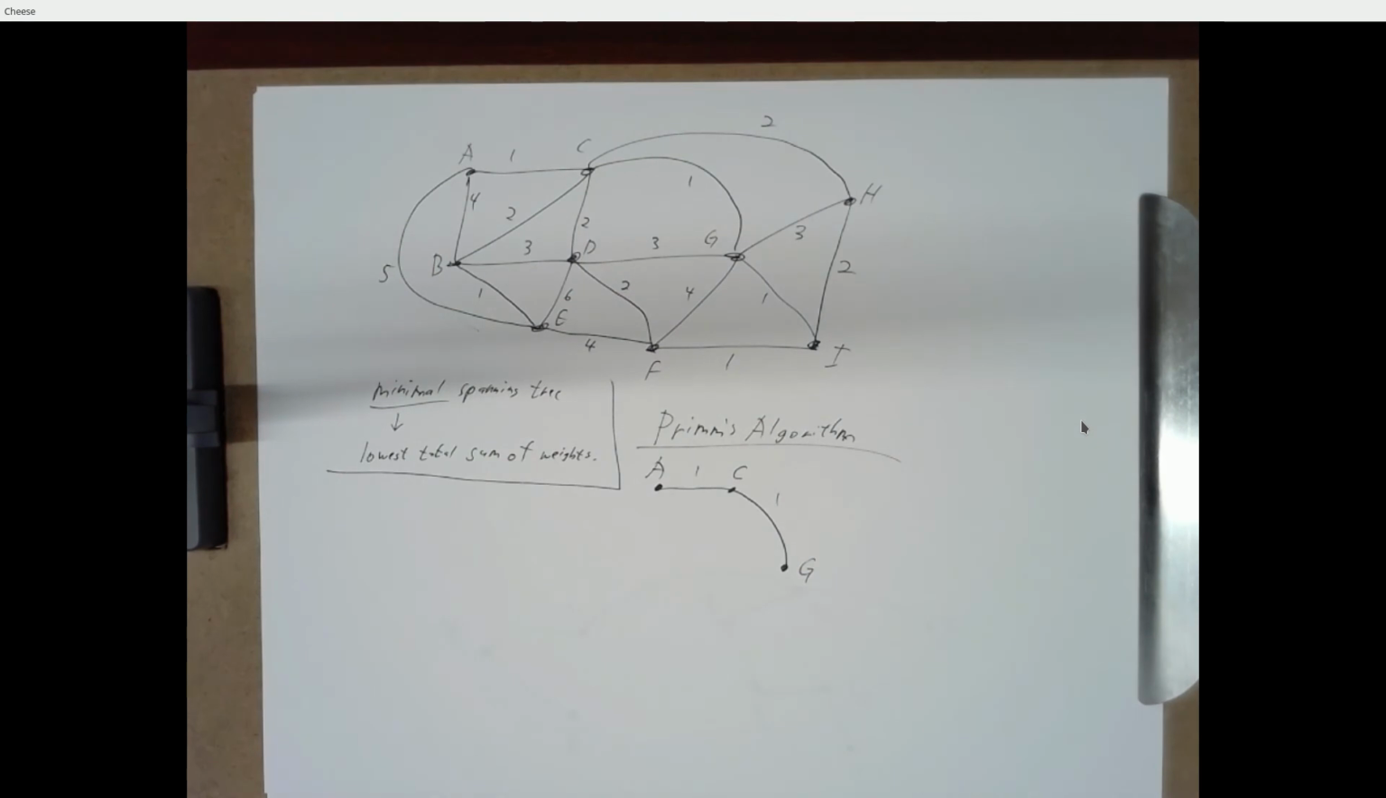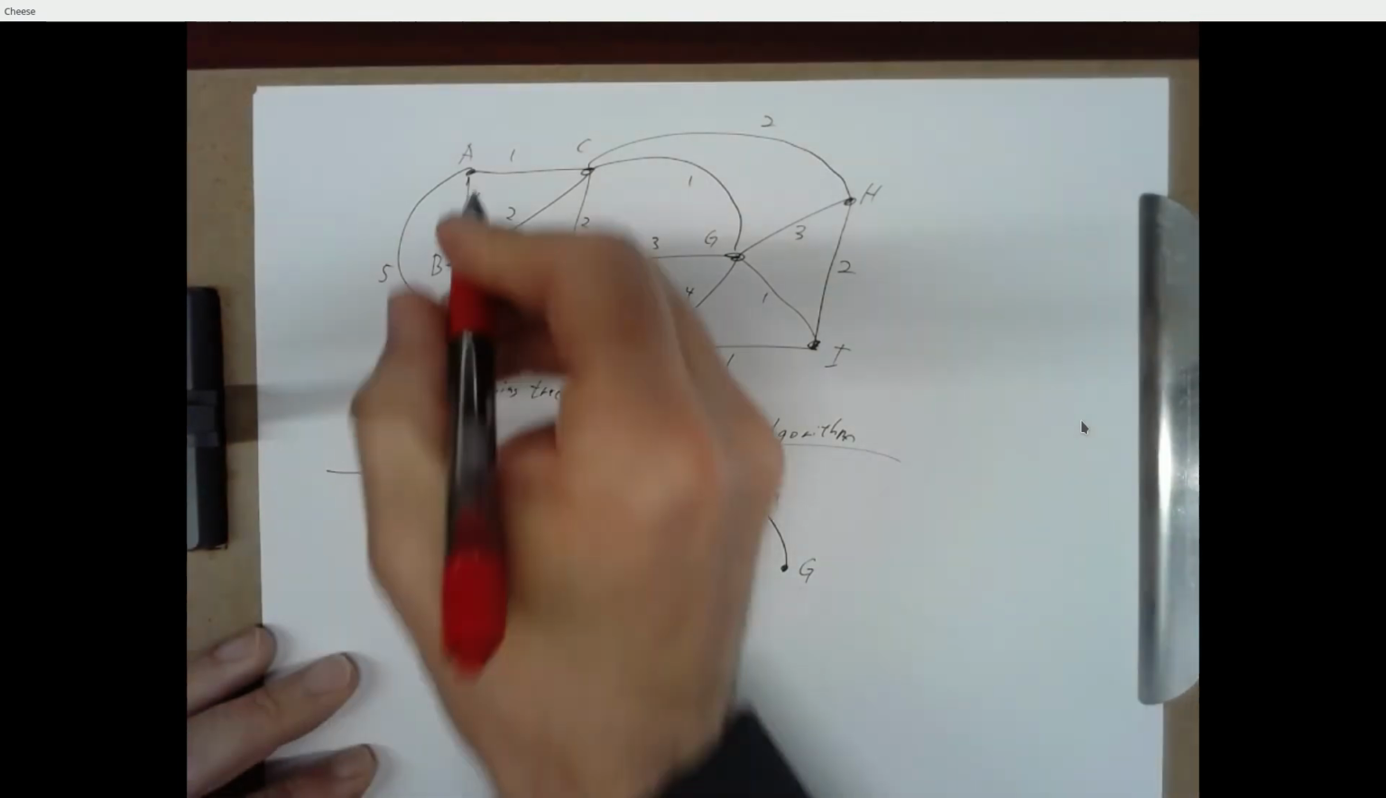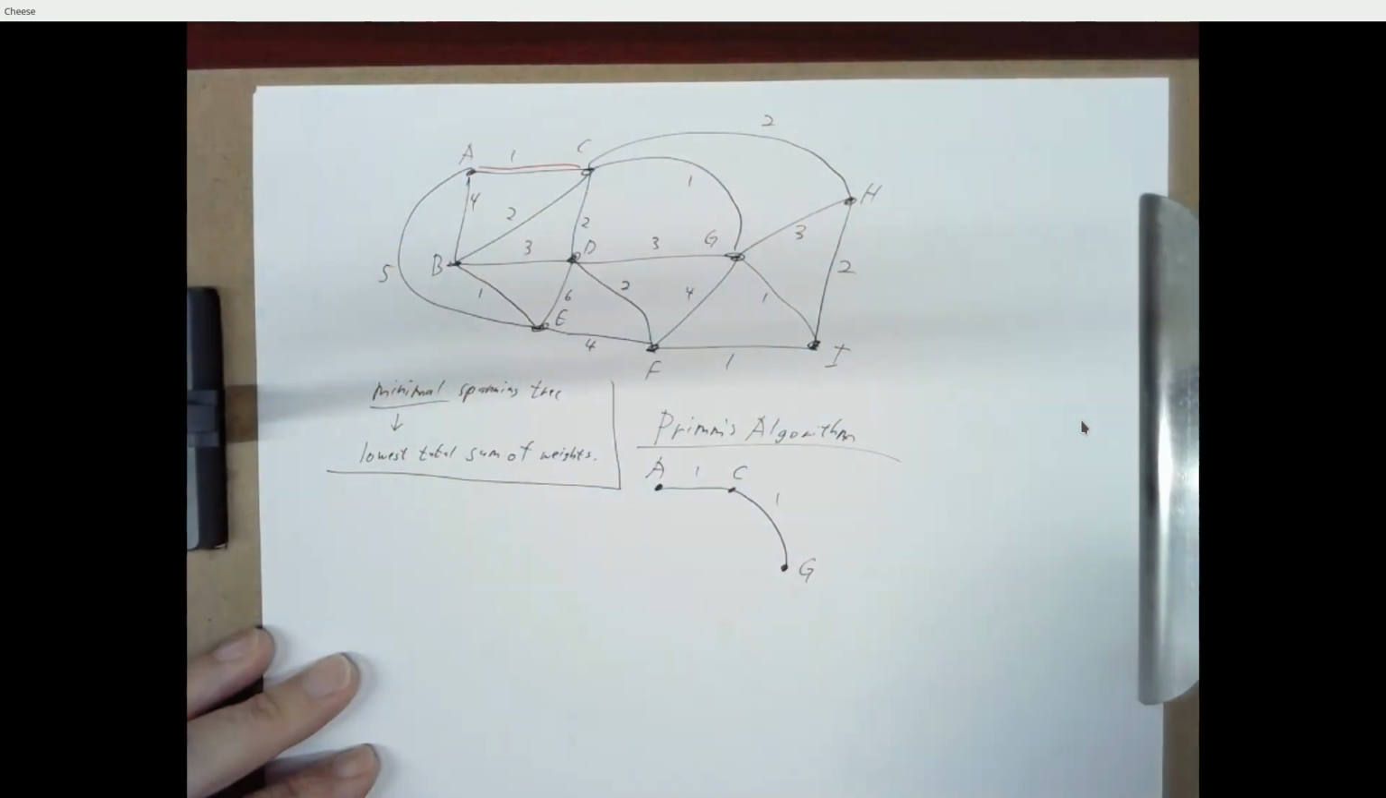Okay, it's greedy in the sense that at each point we're doing something that locally gets us to our global solution. Globally, we want the smallest total weight, so at each step we're adding an edge that gives us the lowest total weight so far. That's a classic greedy algorithm.